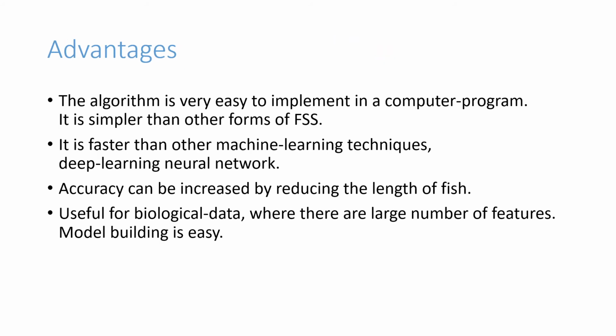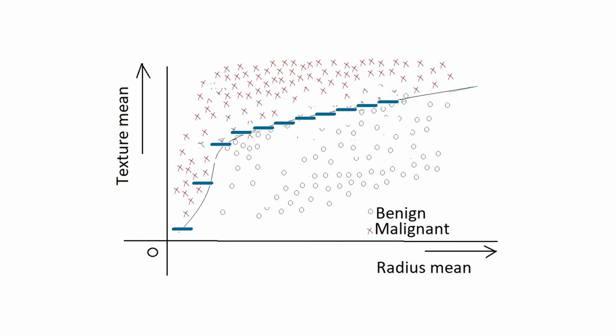In the example, I have taken the depth feature as texture mean and the bed feature as radius mean. You can see the fish moving parallel to the texture mean, up and down the radius mean, that is the bed feature. The texture mean is the depth feature.